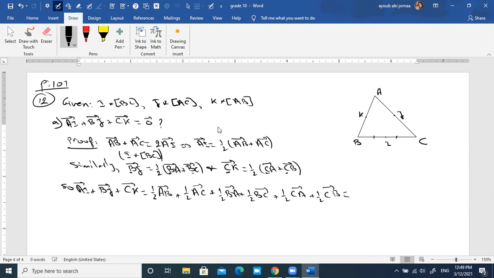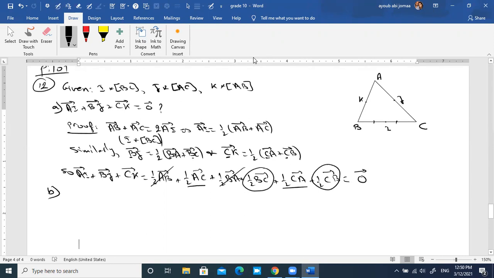Which is equal to half AB minus half BA. Don't forget, AB and BA are opposite vectors, so their sum is equal to 0. Half AC plus half CA is also 0. Half BC plus half CB is 0. Sum of three zero vectors is equal to 0. So here we have proved that AI plus BJ plus CK is equal to 0. Any questions? No questions. Right.